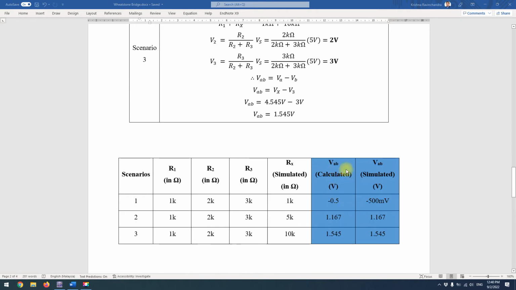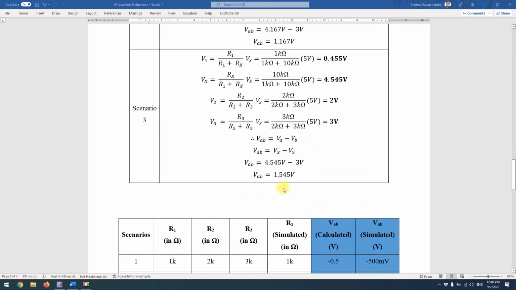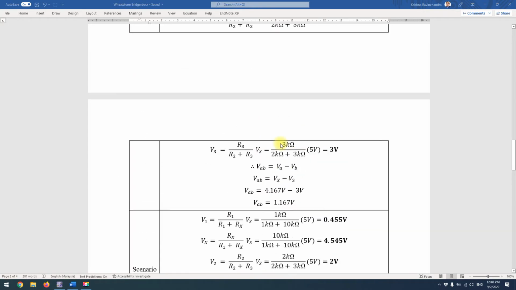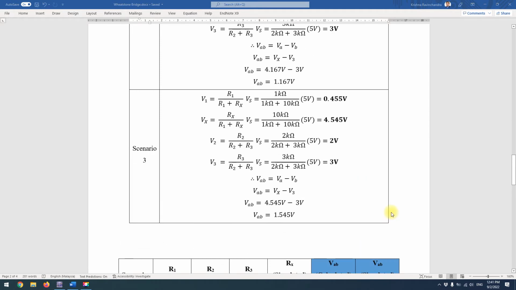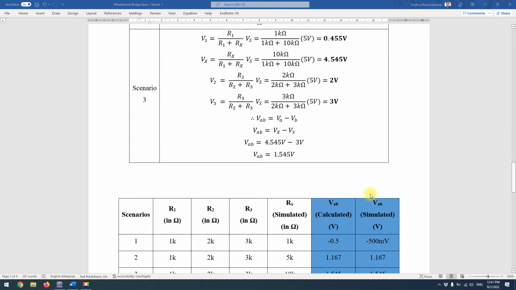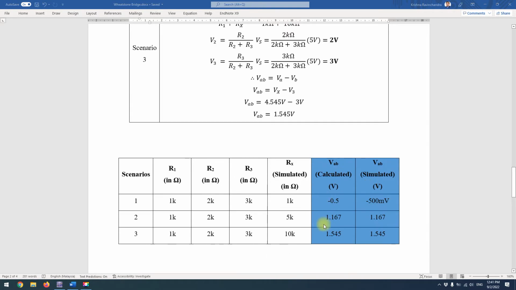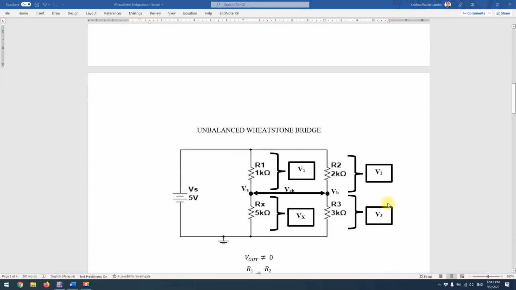As you can see, the calculated values have been calculated over here for you. Now for simulated, let's go into the simulation side. Usually before you do the practical or simulated side of the experiment, you need to do the calculated, because this way you can easily verify your simulation answer against your calculated answer. We have already done our calculated side, and now we're going to check with our simulated side.